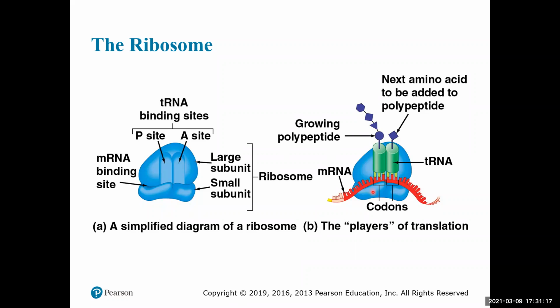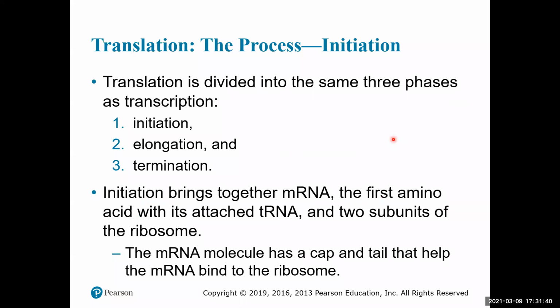So your mRNA, your small subunit, and your large subunit will bind together, and then your tRNA will come in with the anticodon of the specific codon and bring in the associated amino acid. And this whole process is broken down into three phases, exactly the same names as in transcription. So translation has initiation, elongation, and termination.